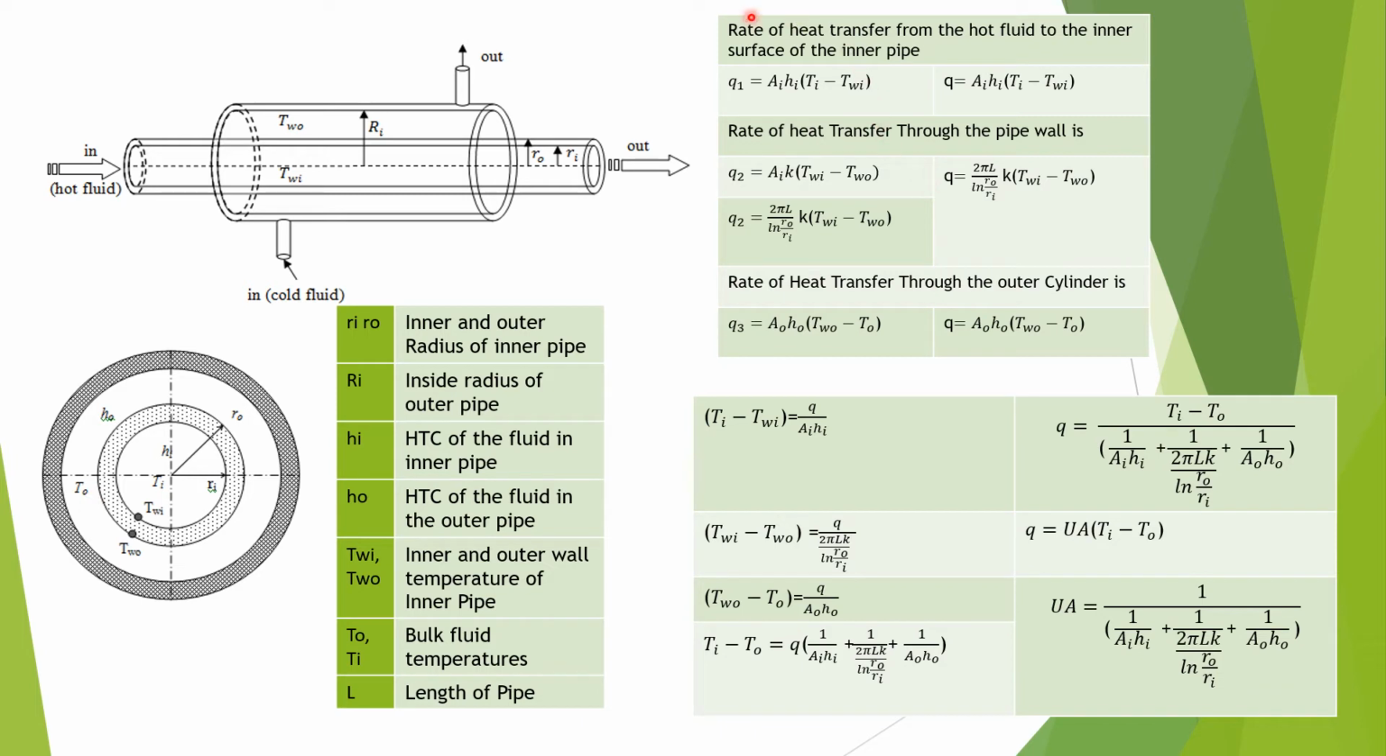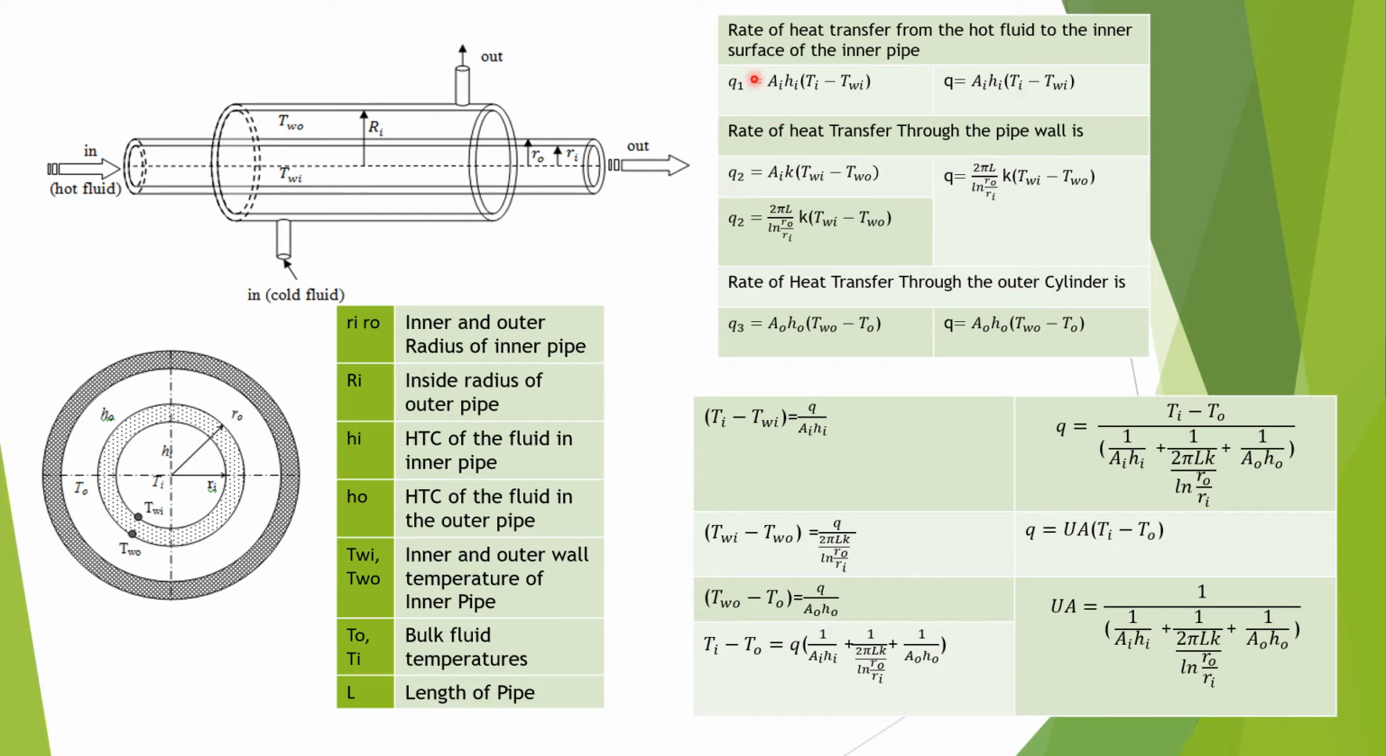So यहाँ पे हमने क्या किया है, मैं फिर से एक्सप्लेन करती हूँ. We have to find out the rate of heat transfer between the hot fluid and cold fluid. For that, we will divide the system into three parts, that is rate of heat transfer that takes place between the hot fluid in the inner pipe and the surface of the wall, the rate of heat transfer that takes place through the wall of the inner pipe, and the rate of heat transfer that takes place from the outer surface of the wall to the fluid in the outer pipe.